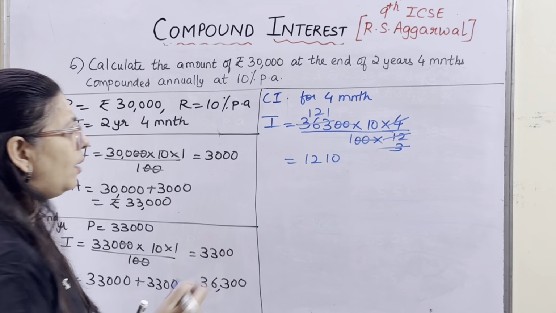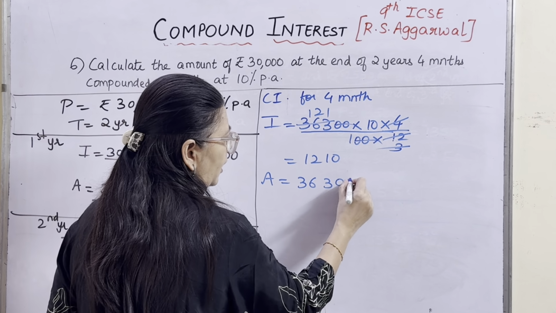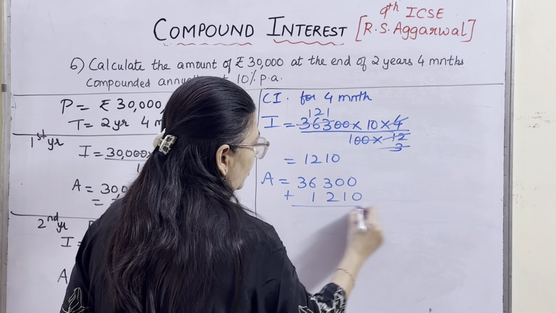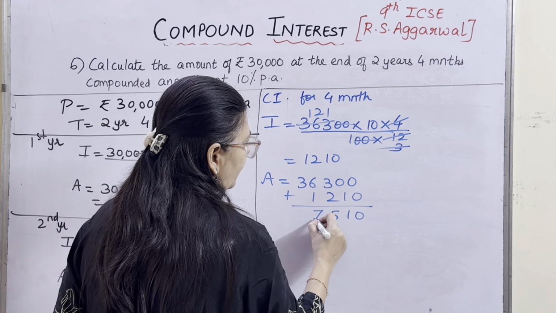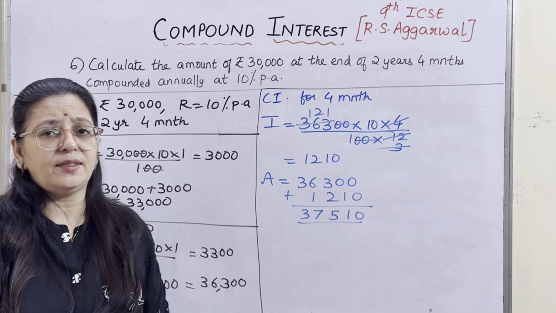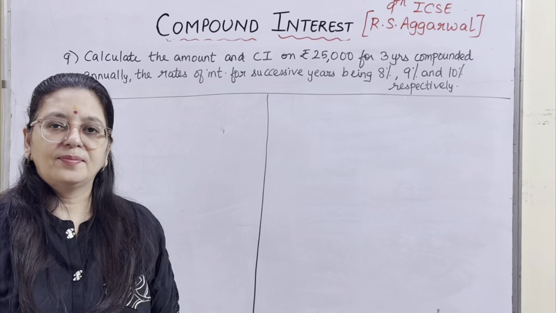You have to find the amount. So amount would be 36,300 principal plus interest, which is 1,210. So amount is 37,510. I hope it's clear. Come on, let's go to the next one.